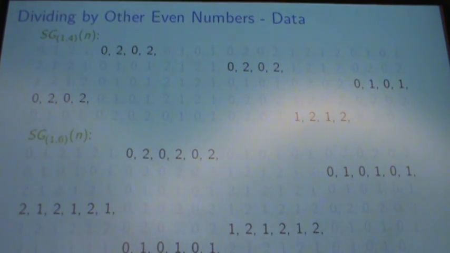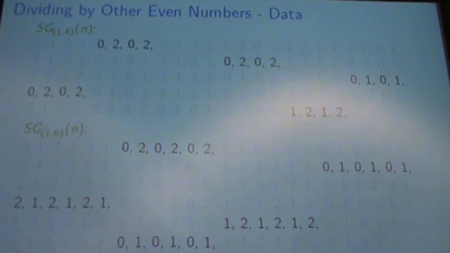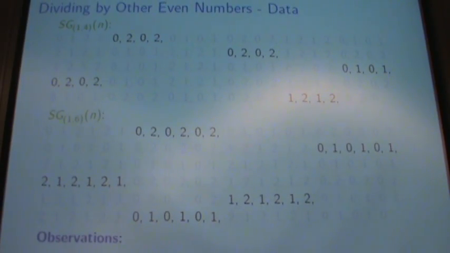One of the things that we see that we didn't see before is that we have these blocks of length 2D where the Sprague-Grundy values just alternate. Right? We go 0, 2, 0, 2. Or here when we divide by 6, we now have blocks of length 6 where all we're doing is alternating. So that's kind of interesting.